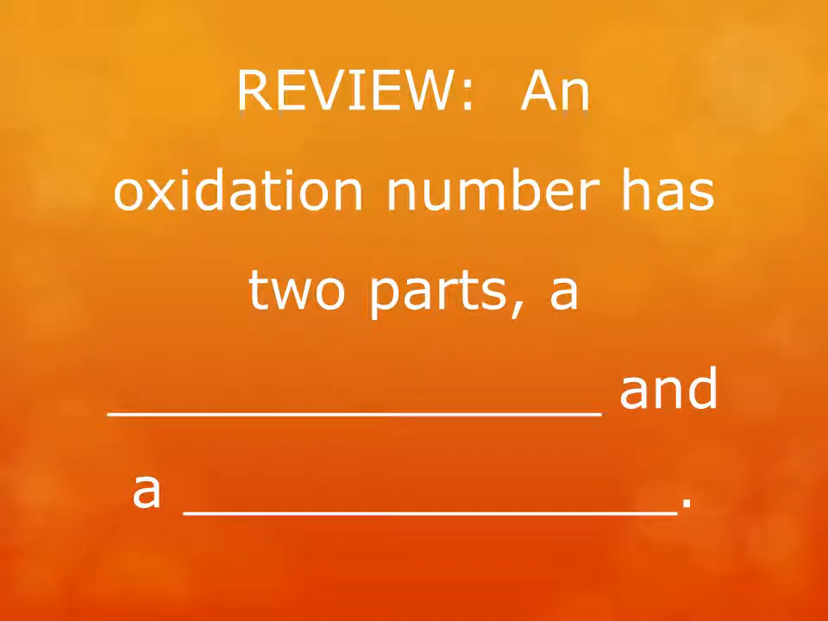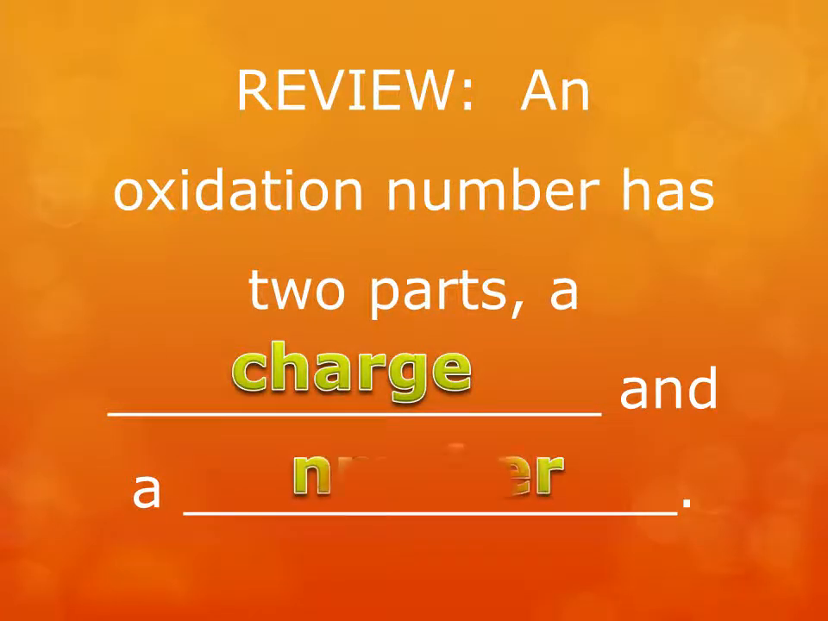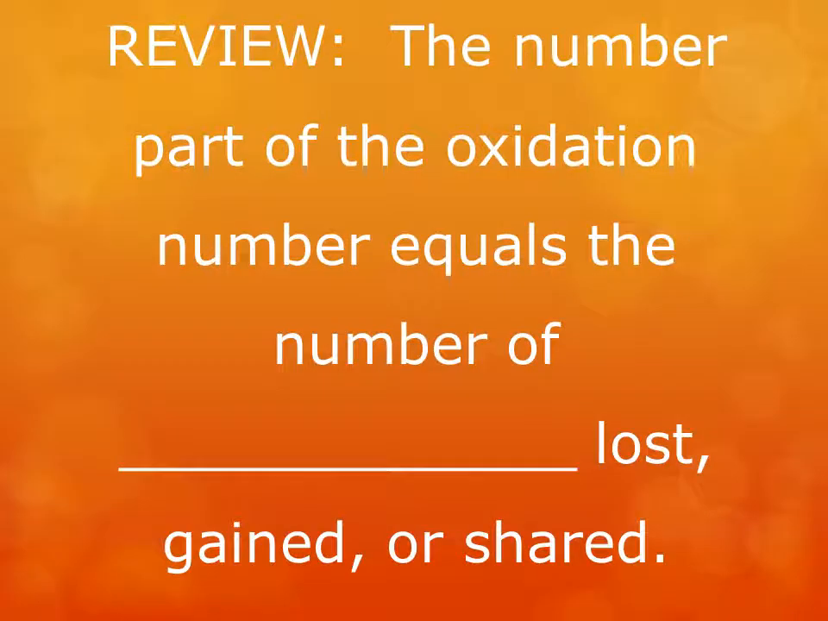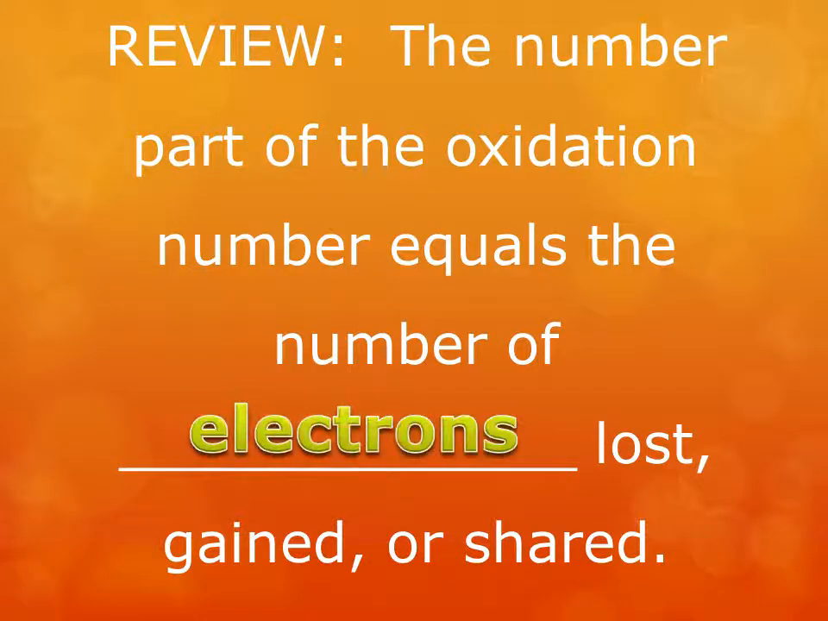So an oxidation number has two parts. It has a charge and it has a number part. So the charge part of the oxidation number, what is it if you lose electrons? Well, you're losing a negative charge. So if you're losing a negative charge, that means you have more positive than negative. So you have a positive charge overall. That's the opposite if you gain electrons. If you gain electrons, you have gained a negative charge, so your overall charge is negative. The number part of the oxidation number, if you recall, is how many electrons you have lost, gained, or shared.